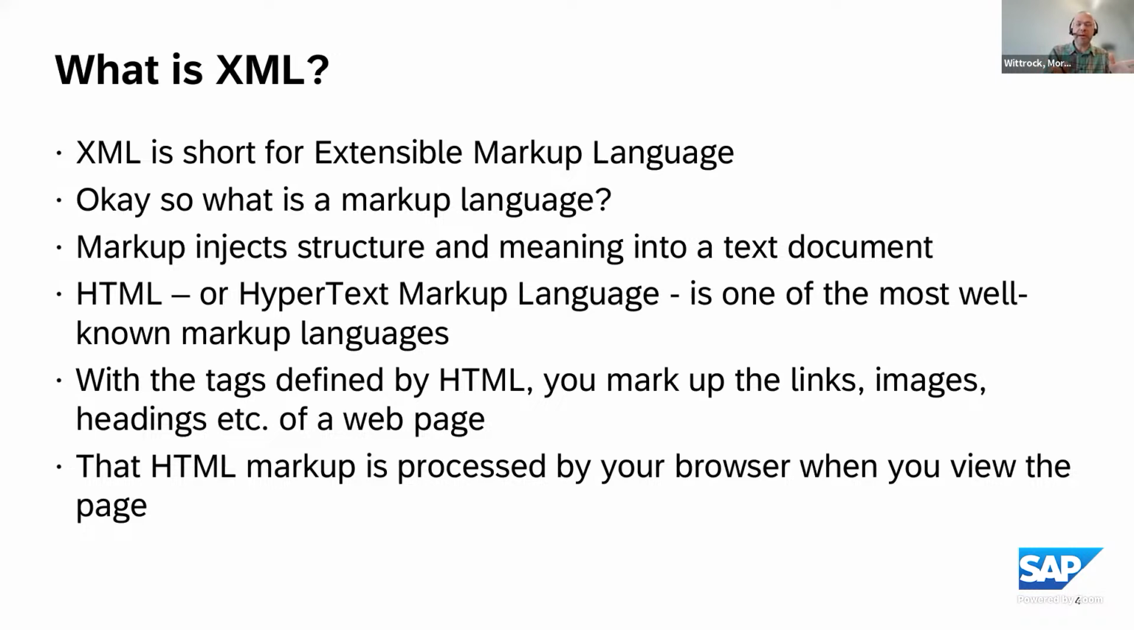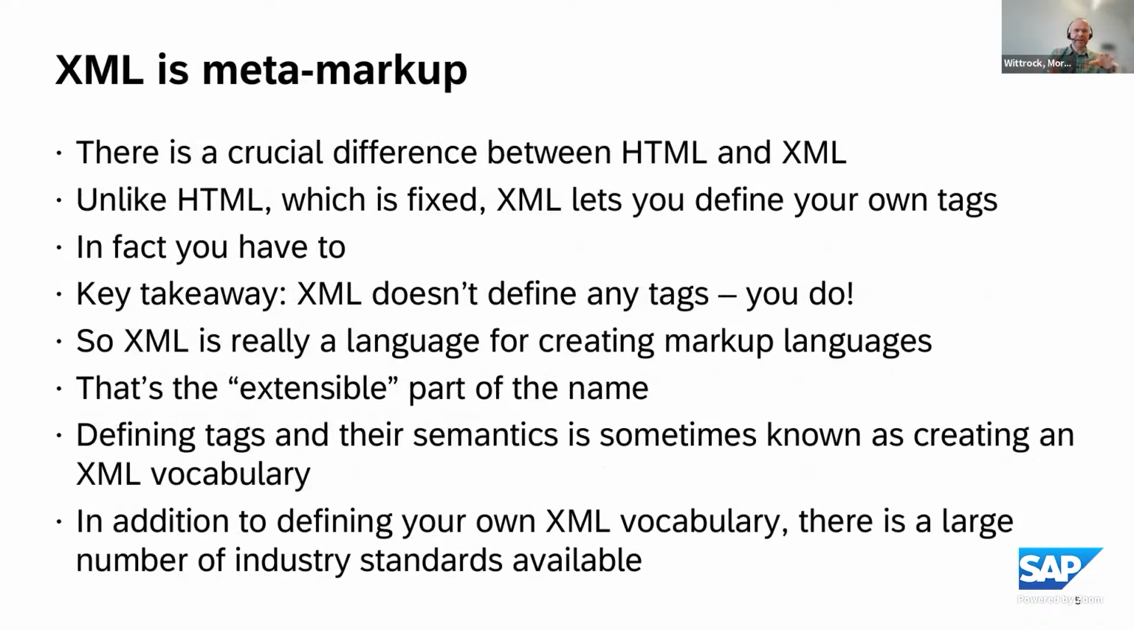And when you view that page in your browser, that's the result of the browser processing that markup and the content to produce something you can see on the screen. But XML is different in a crucial way, because HTML defines a fixed set of tags you can use. But XML lets you define your own tags. And actually, you have to define your own tags because XML doesn't have any predefined tags.